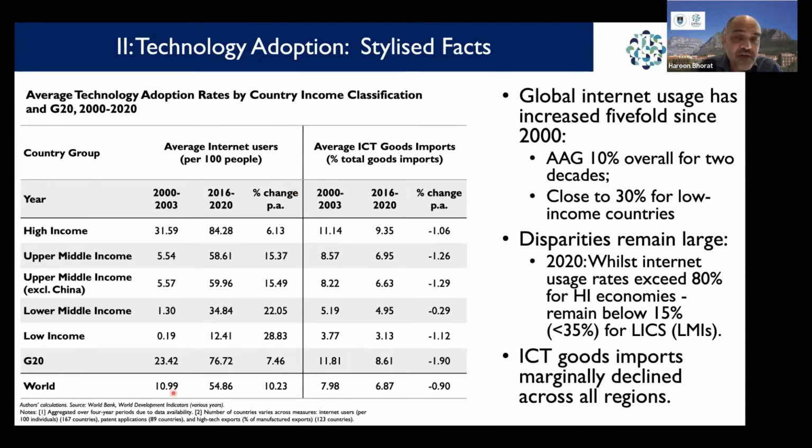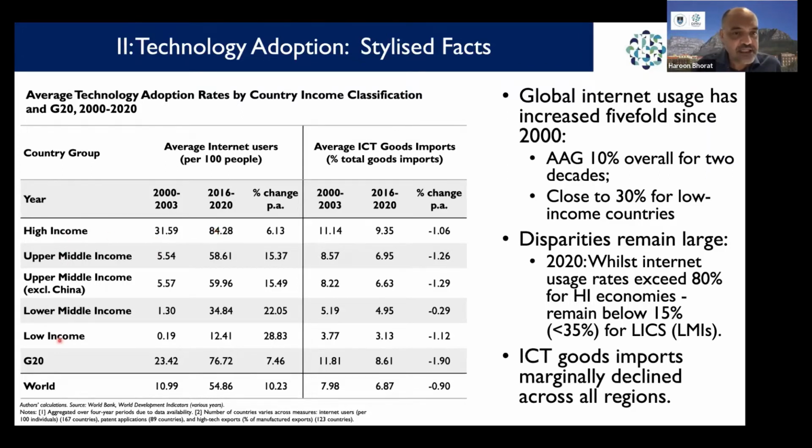Internet usage per 100 people: 10 or 11 out of 100 people in the 2000s, let's call it. Massive increase, to 55 out of 100 people. So a five-fold increase in global internet usage rates over the period 2000 to 2020. That's a significant increase in adoption rates. But what's important is that the adoption rates are differential. So now we start thinking about inequality. We start thinking about the digital divide. They are unequally distributed across the regions of the world.